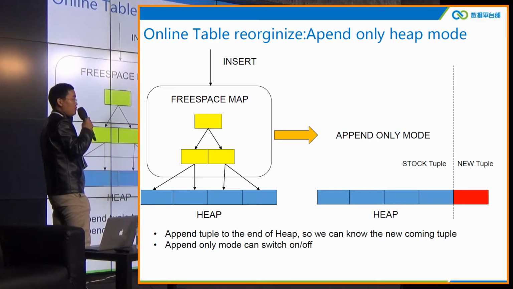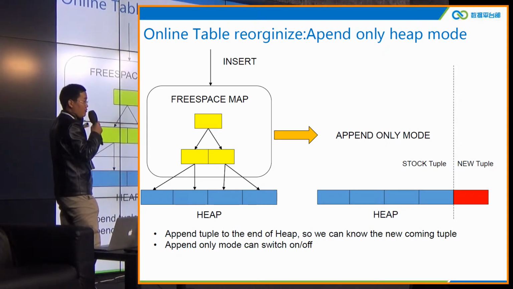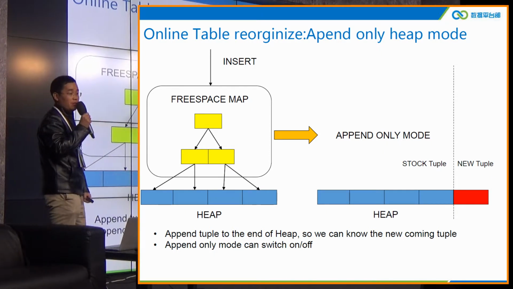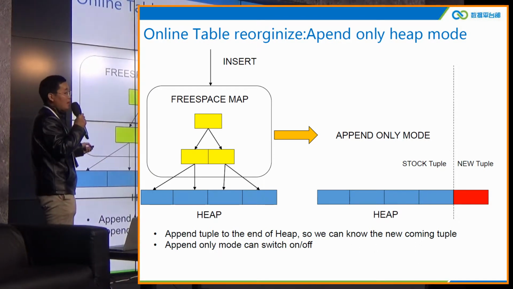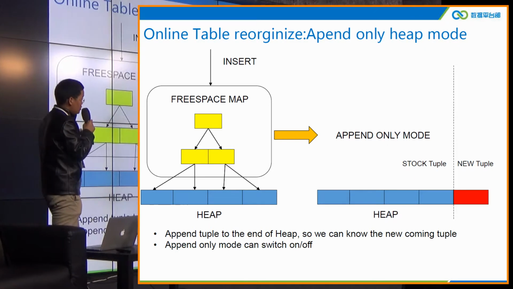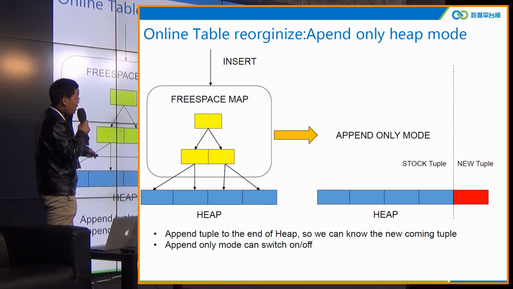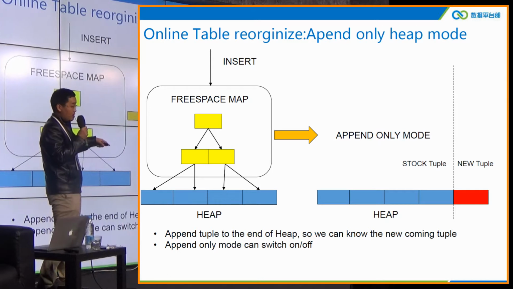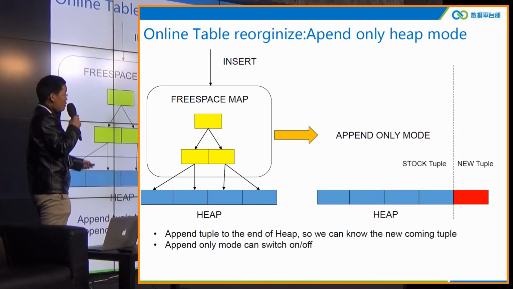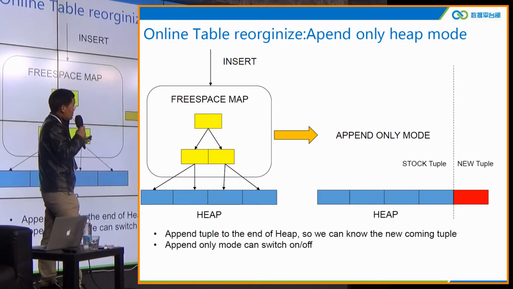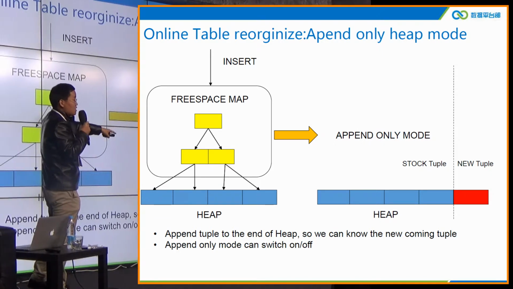This is the first background technology. It's about append-only heap mode. PostgreSQL uses the free space map to manage disk space. In the free space map, we cannot know which tuples are newly arrived tuples. So we introduce the append-only mode. Append-only mode means when we switch it on, all data coming to the heap will be appended to the end of the heap, like that. The right one is the newly arrived data. After remembering the block number of the whole heap, we can know which rows are the new ones.